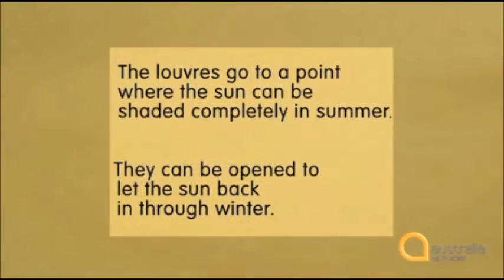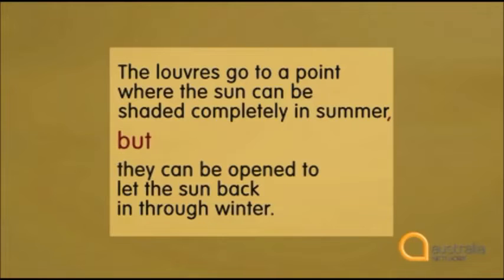He's talking about the louvers. He joins together two sentences. The louvers go to a point where the sun can be shaded completely in summer. They can be opened to let the sun back in through winter. He joins these sentences together using 'but'. Notice we use a comma as well. The louvers go to a point where the sun can be shaded completely in summer, comma, but they can be opened to let the sun back in through winter.